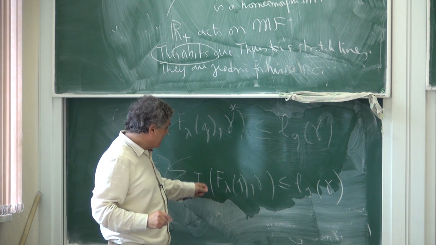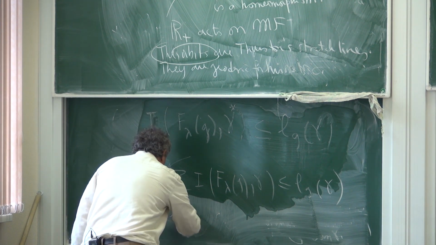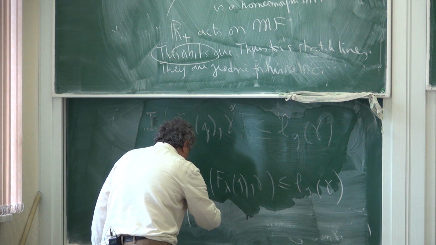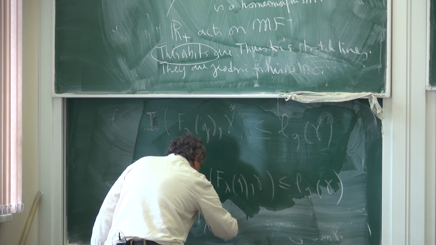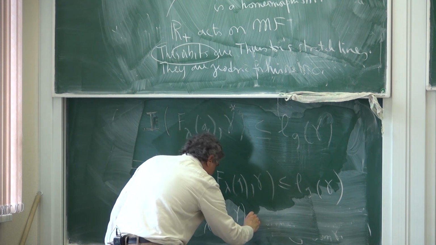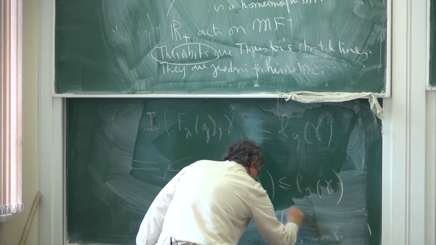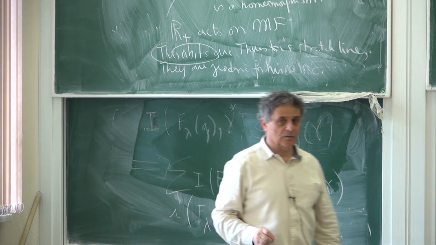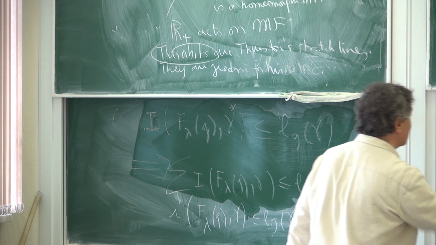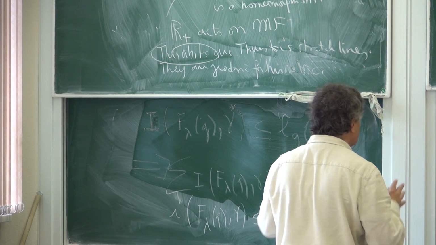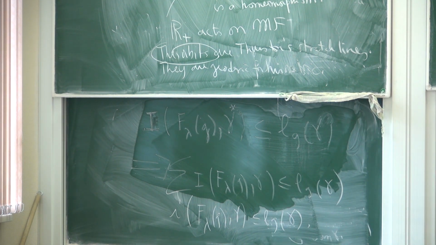Then I will take the sum, and I know that the minimal intersection number is less than this one, so I get that I of F lambda of g with gamma is less than the length of g of gamma. This is the first inequality. The second inequality is a little bit more complicated, but I will not do it. But it's the same. So everything boils down to a comparison between length and transverse measure in ideal triangles.